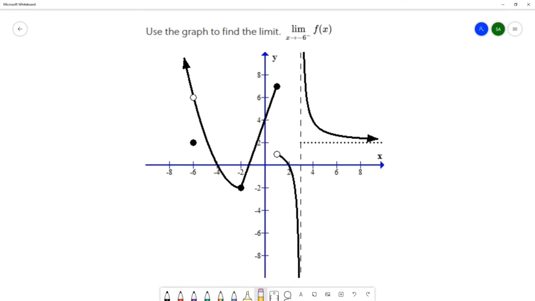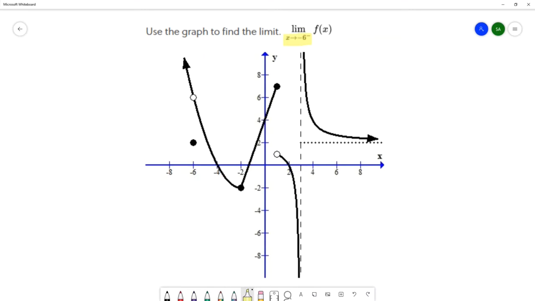On this question, we want to use the graph to find the limit. And the limit we're trying to find is the limit as x approaches -6 from below of the function that we see in the graph. As I look at this limit, and I want to use the graph, this portion is going to tell me the part of the graph that will give me the answer to my question.